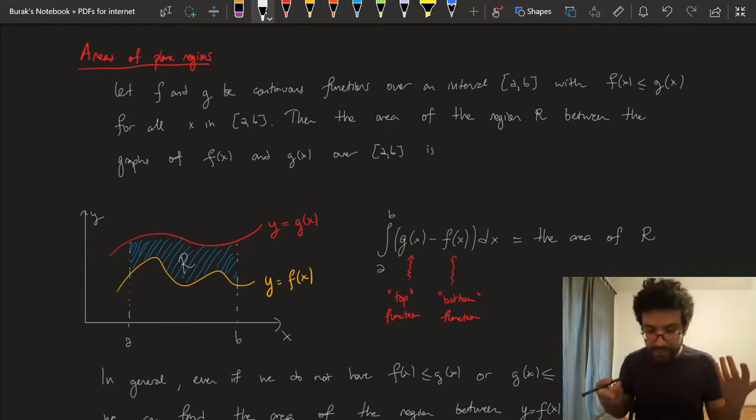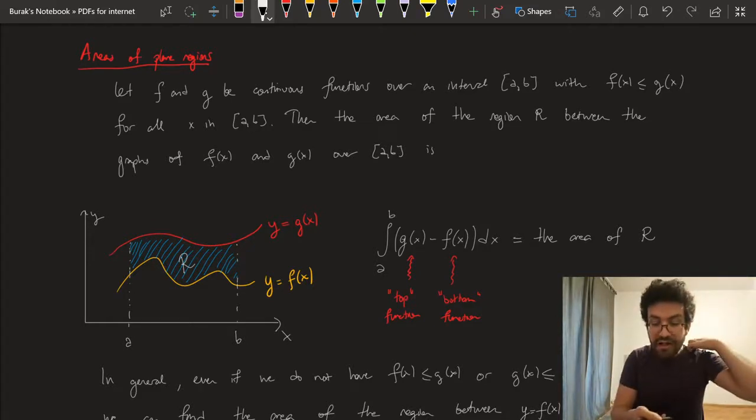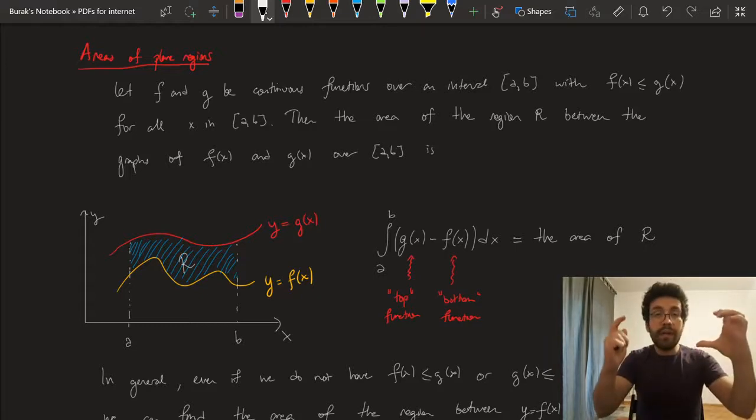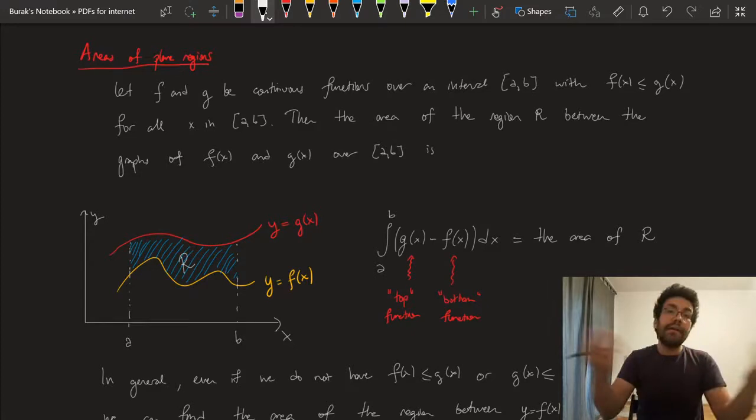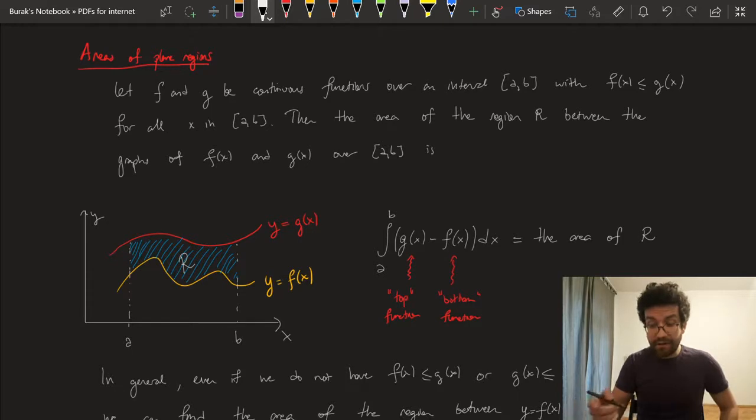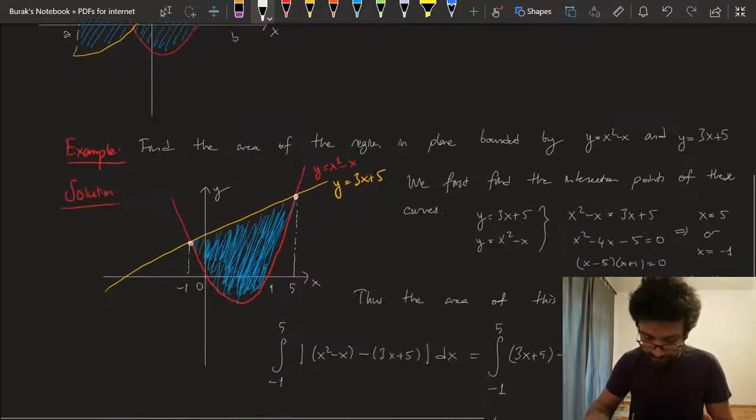The point is, f and g need not be continuous over the closed interval [a, b]. It suffices for them to be continuous on the open interval (a, b). In that case, if they're not necessarily continuous on the closed interval, these integrals may be improper. Well, what I'm saying is, let them be. That's still fine.